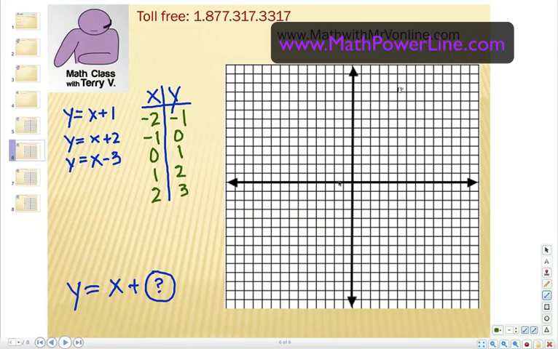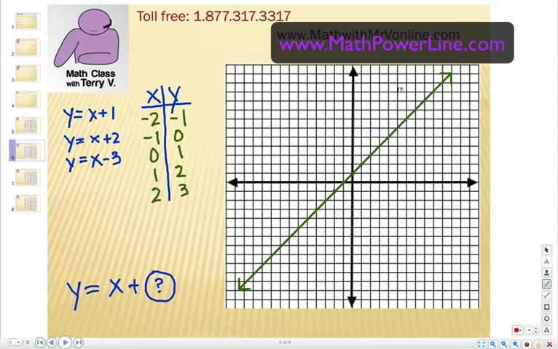So we look at our XY chart. If x is -2, y is -1. When x is -1, y is 0. 0, 1, 1, 2, 2, 3. Now let's go ahead and connect the dots. Remember what the parent function y equals x looked like. Now let's go ahead and choose a different color. Say red.